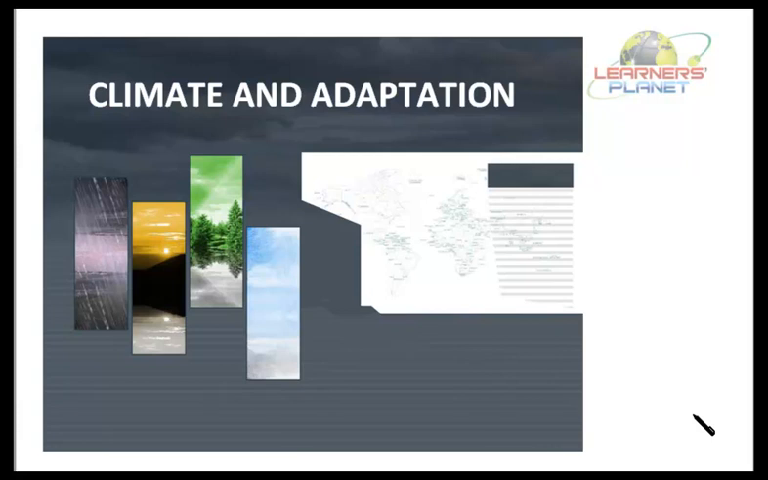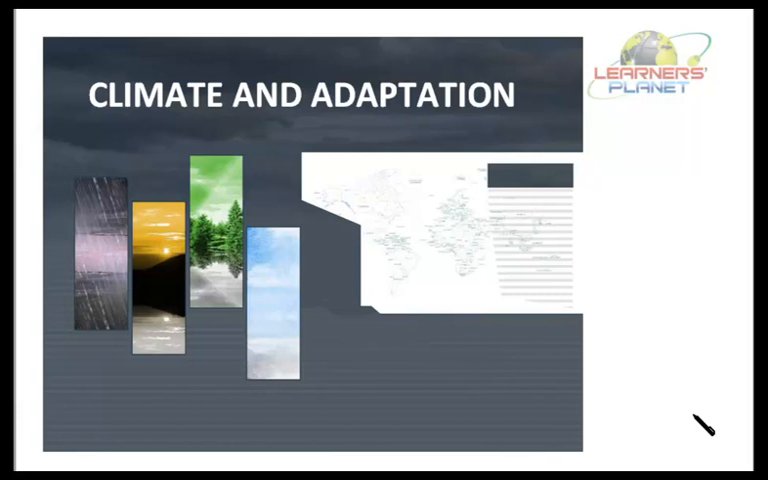Students, in the previous session we discussed the adaptations of animals to different climates, and we discussed one such climate, that was desert-like climate. So students, before discussing other climates, let us first revise the definition of adaptation.